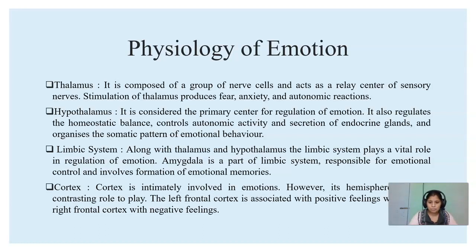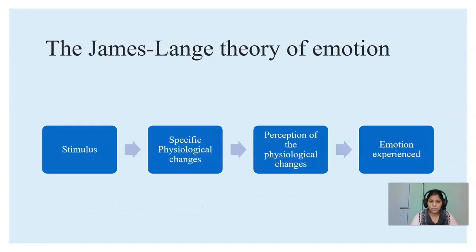The limbic system helps to control emotion and helps to form memories. Emotional memories means memory of different events which evoke emotion in us. The cerebral cortex also plays an important role. The cerebral cortex has two parts, left and right. The left cerebral cortex is associated with positive emotion, and the right cerebral cortex is associated with negative emotion.